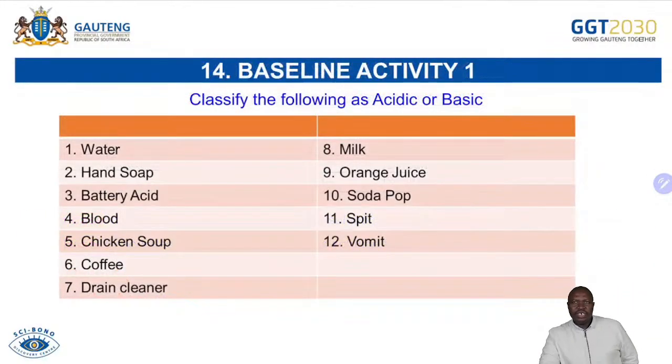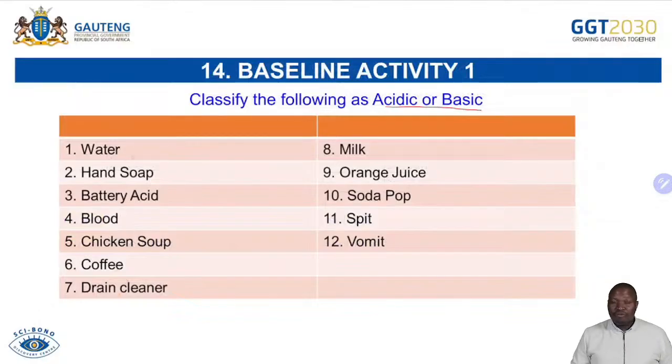Now, let's do this activity just as a baseline to check your understanding. We are simply saying this science that we are doing, we are living with it. It's not a science that is not applicable to our day-to-day life. So it's important that we always reflect on how these acids and bases are impacting our lives. So what are we saying? We're saying classify the following as acidic or basic. I'm hoping you are doing the activity.